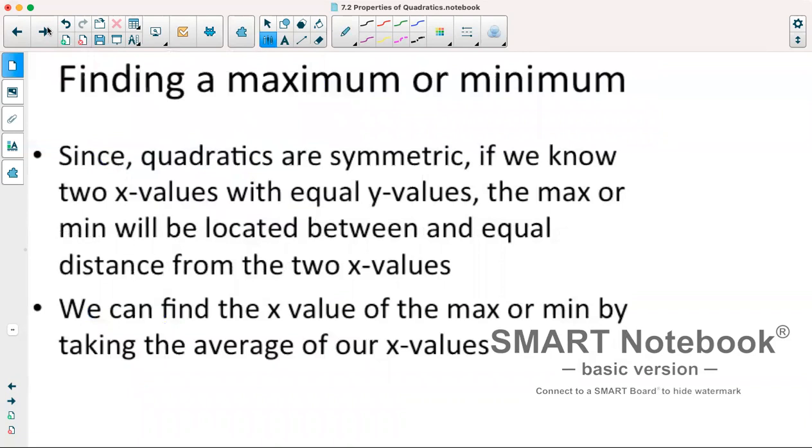Now, finding a maximum or minimum: since quadratics are symmetric, if we know two x values that have equal y values, the maximum or minimum will be located between them, an equal distance from the two x values. We can find the x value of the max or min by taking the average of our x values.